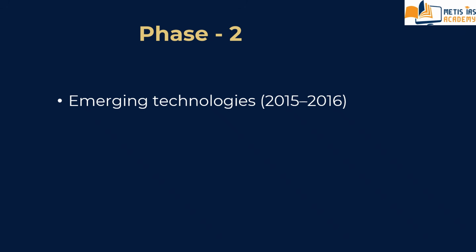Then we move to phase 2, that is 2015 to 2016. Technology systems started appearing in the paper, for example Li-Fi communication, near field communication, transcriptome in biotechnology, fusion energy, etc. This phase introduced modern technological vocabulary into the prelims examination.